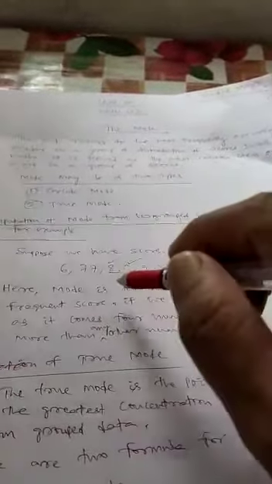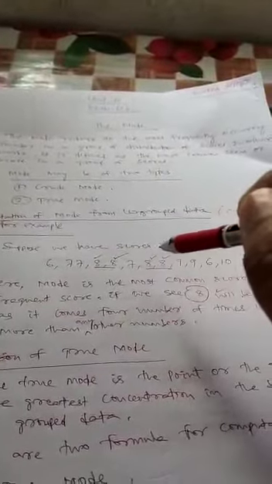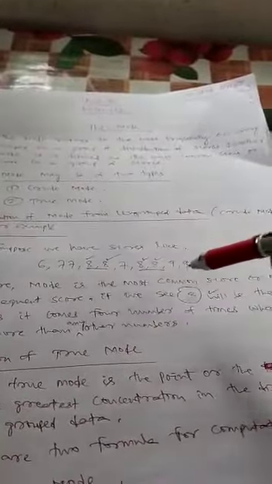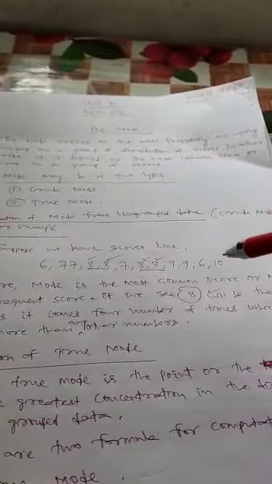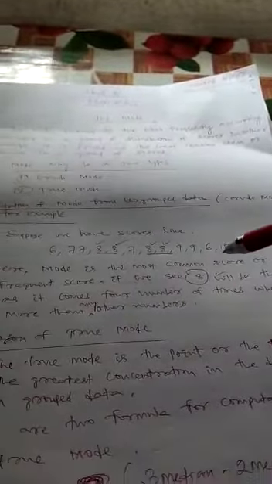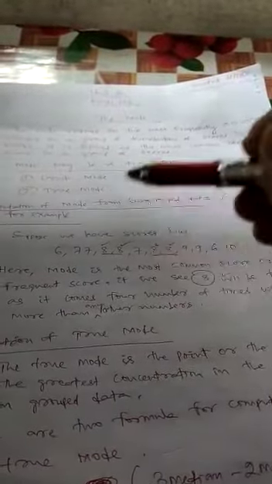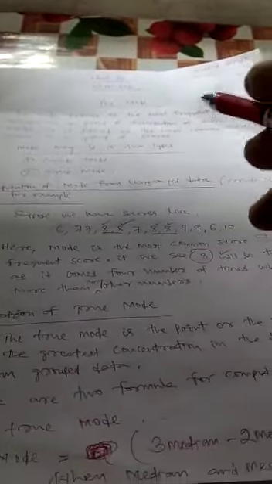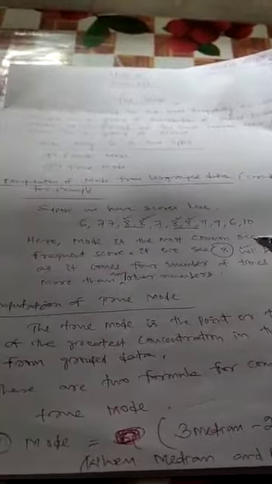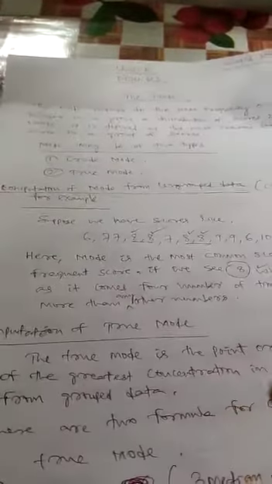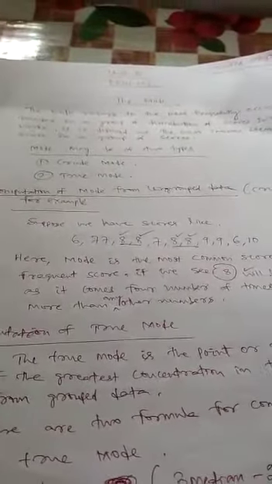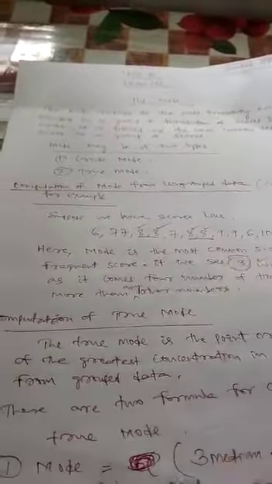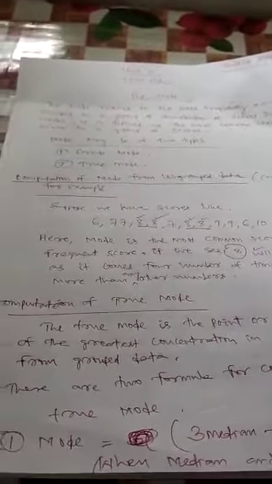Suppose we have scores like 6, 7, 7, 8, 8, 7, 8, 8, 9, 9, 6 and 10. Here we see 8 comes 4 times, 9 comes 2 times, 6 comes 2 times, 7 comes 2 times, and 10 comes 1 time. So since 8 comes 4 times, this is the most frequently occurring number. Therefore, 8 will be our crude mode. This crude mode can be computed just by observation. Having seen the numbers, we can easily point out the mode within no time.